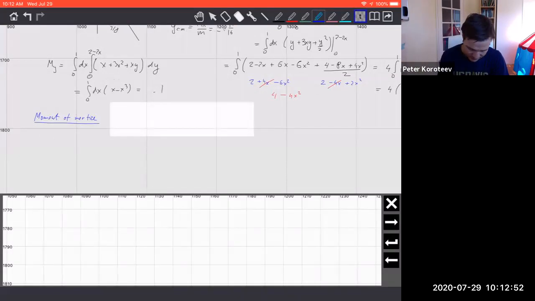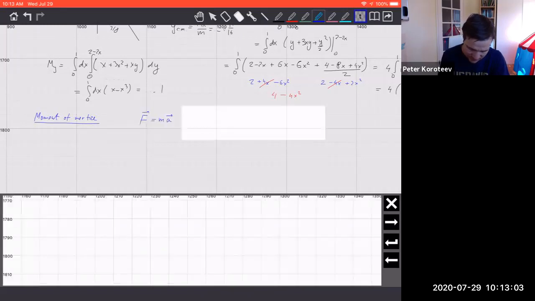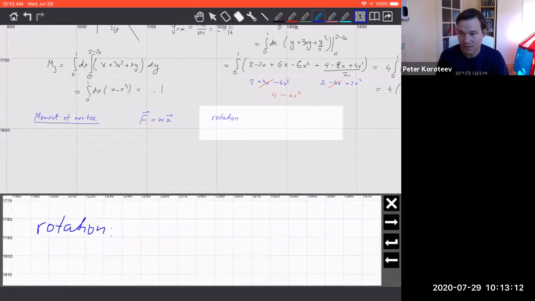So there's a famous F equals ma formula for the motion of point particles, where a is the acceleration. What's its analog for rotation? Some of you must have taken this. Yeah, so tau equals I times alpha, that's right.